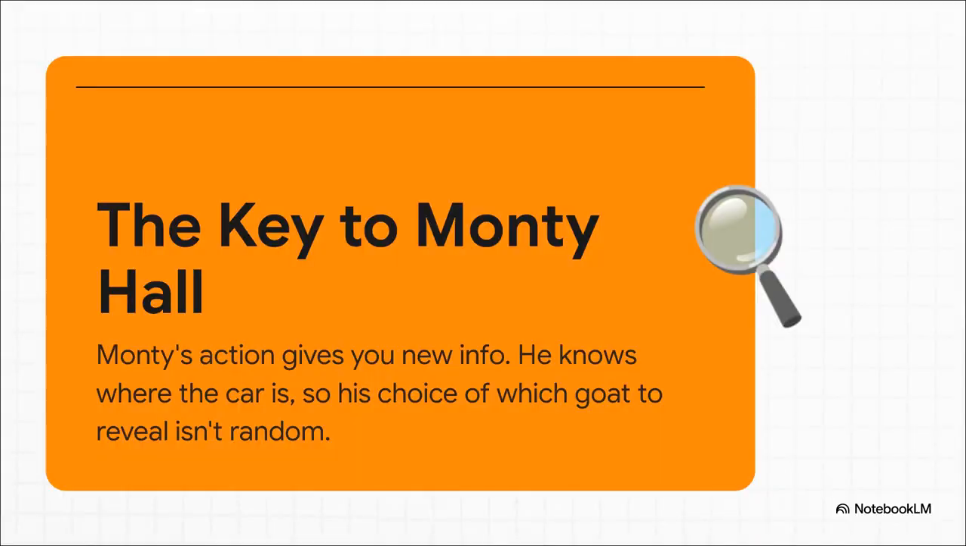So why? Why does switching work? The absolute key is that Monty's action isn't random. He knows where the car is, which means he will always open a door with a goat. So think about it this way. When you made your first pick, you had a 1 in 3 chance of being right. That means there was a 2 in 3 chance the car was behind one of the other 2 doors. By opening one of those doors to reveal a goat, Monty isn't changing the original odds. He's actually giving you new, powerful information. He's concentrated that entire 2 in 3 probability onto the one door he left closed.